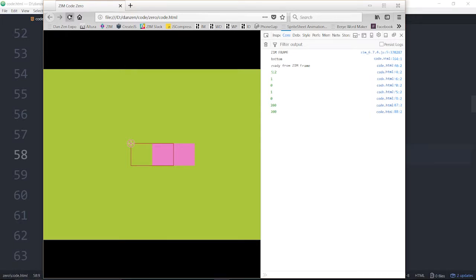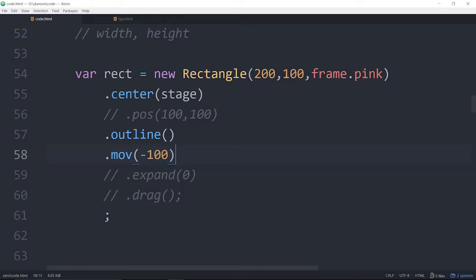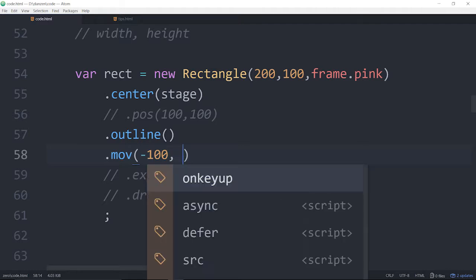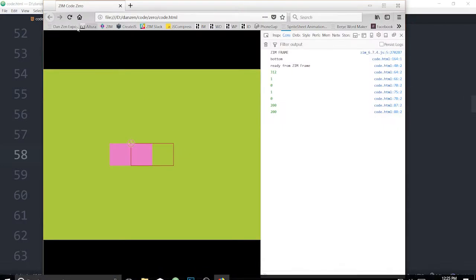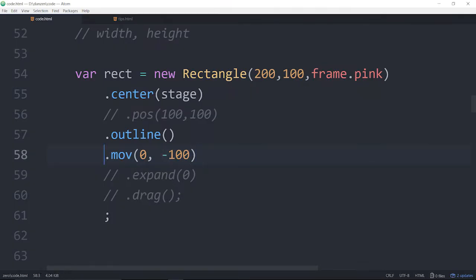Save that. Okay, moving it minus 100, or if we wanted to move it up, we'll go minus 100 up, and we can say don't move it anything. So you could say null if you wanted to, but null is harder to type out and perhaps less clear than zero. So this just says move it zero in the X, but minus 100 in the Y, that's up. So there it is. It happens to be 100 high. So when we move it up 100, it goes right out of the box like that. Okay, so that is move.